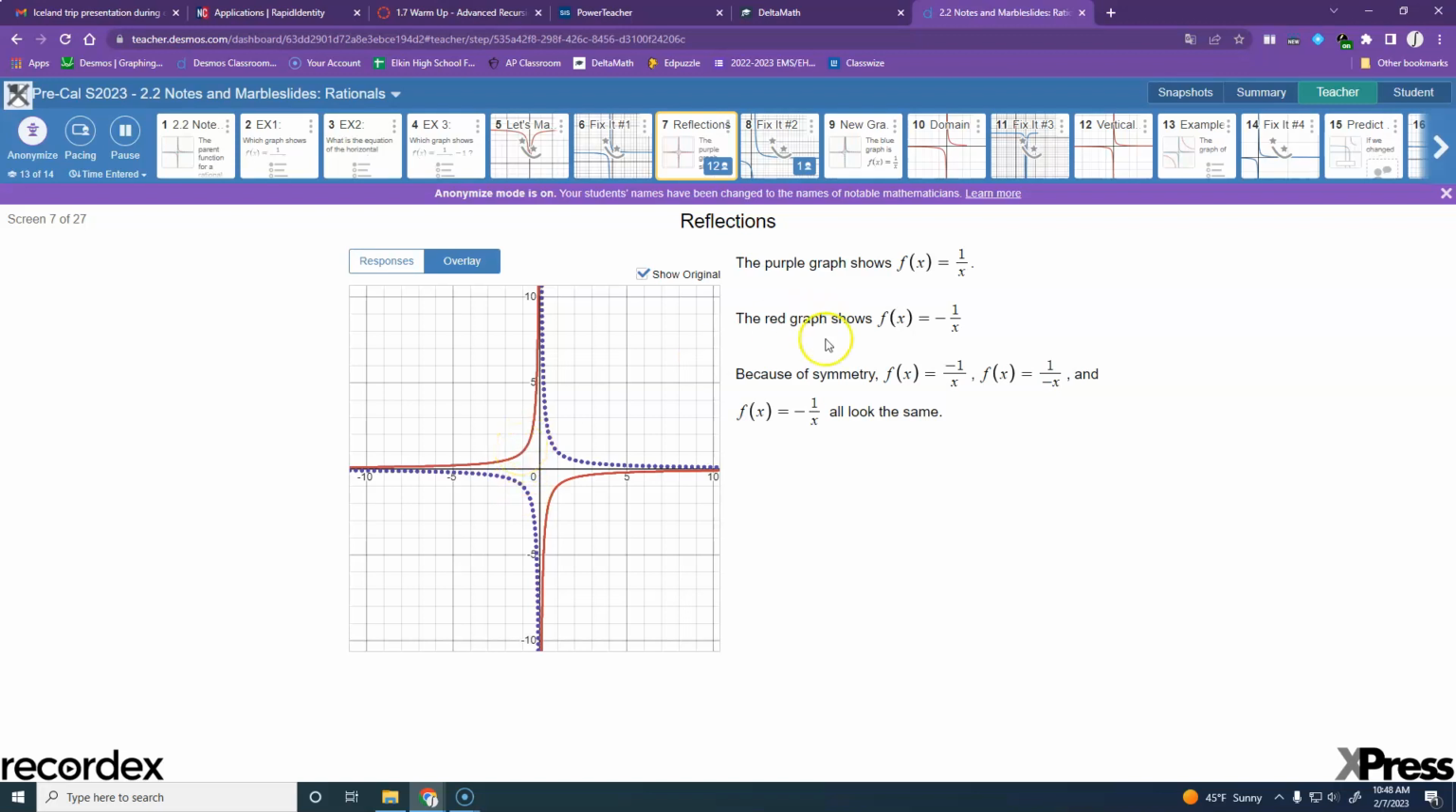But if I put the negative down here in the denominator, inside of the parentheses, it would flip it over the y-axis. But that means this purple part right here flips over here and becomes this red part. And this purple part flips over here and becomes this red part. So does it make a difference whether or not you flip it over the x or the y-axis for this graph? It does not. For this particular graph. Now, it would make a difference on a cubic function or a square root function.